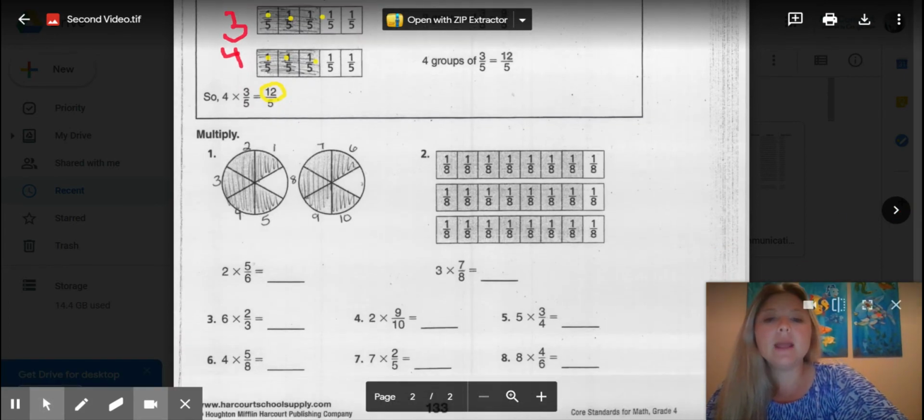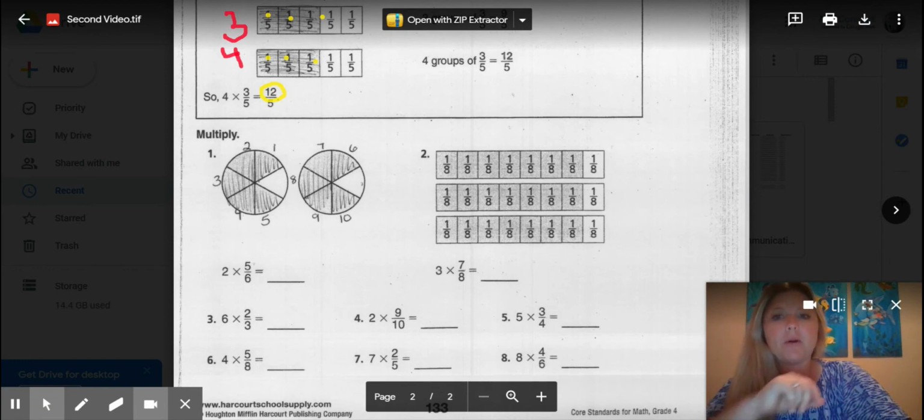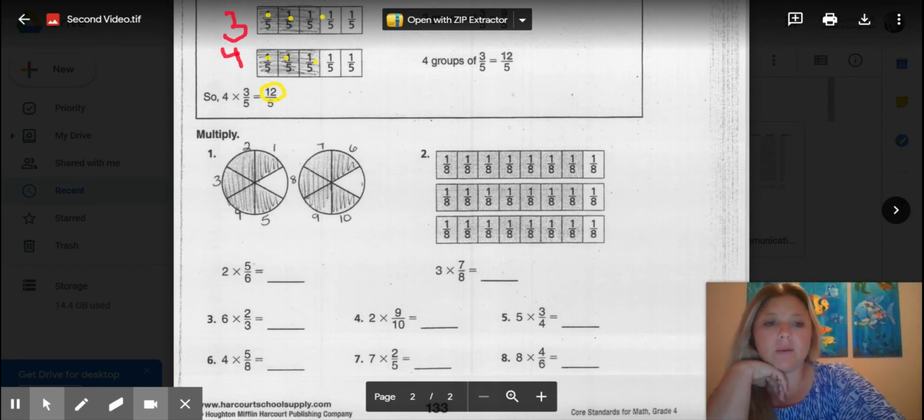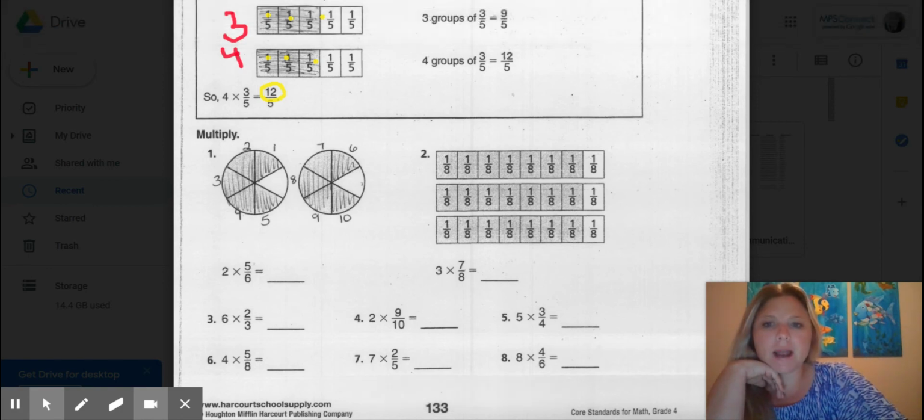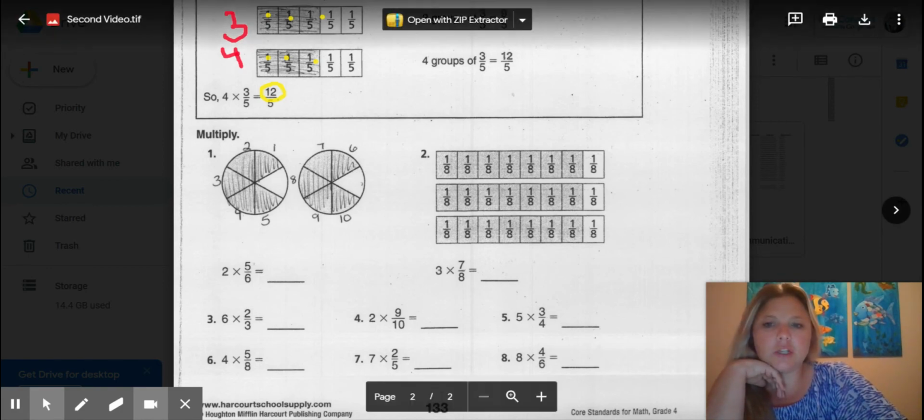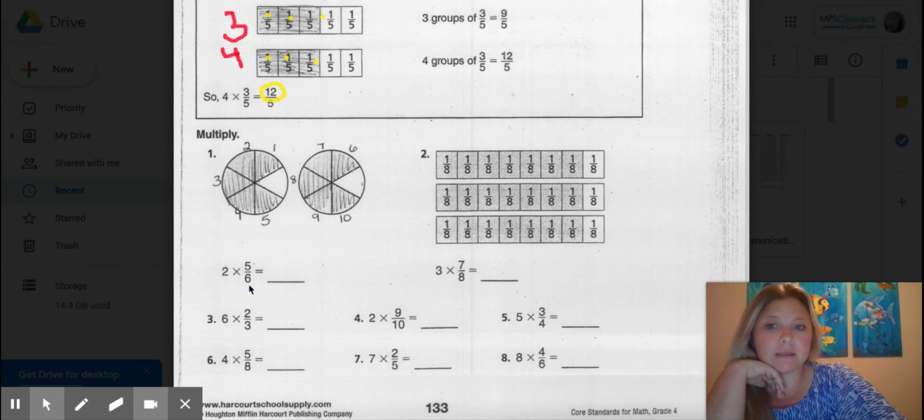So let's go through. Before I scanned this paper in, I went ahead and counted for us so it could save us some time. Again, you have 2 pies, 1, 2, and each pie is going to divide into 6 pieces. But we only need 5 colored in each pie. So it's already been shaded for us.